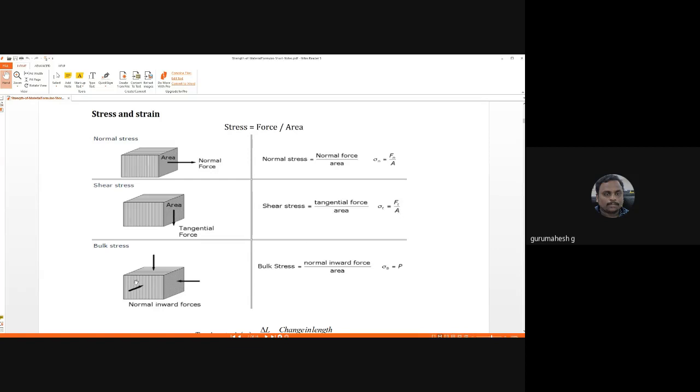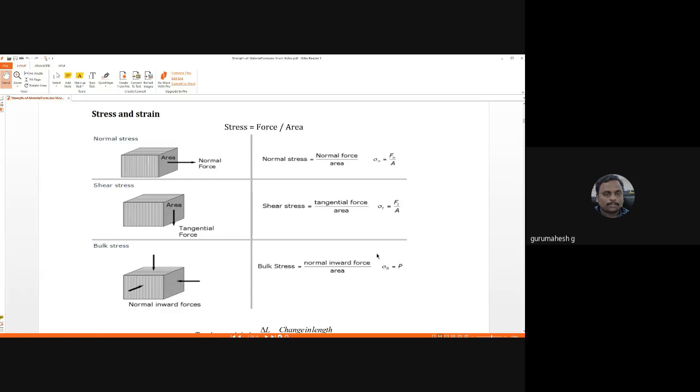Next, bulk stress. Bulk stress is calculated when force is acting throughout the volume of the body. So this is the body volume and that is our object. The force is acting inside the body in all directions. So bulk stress is equal to normal inward force by area. So we generally calculate sigma B is equal to P.